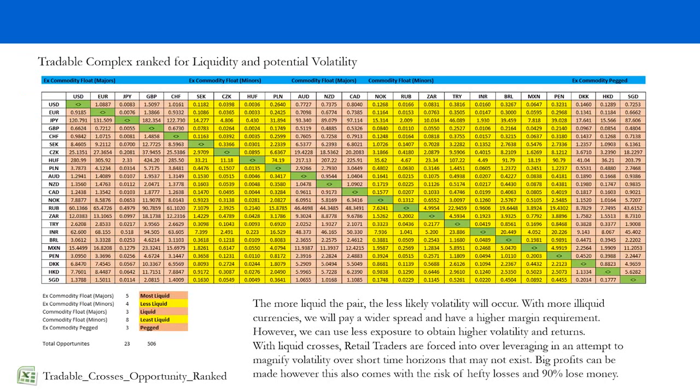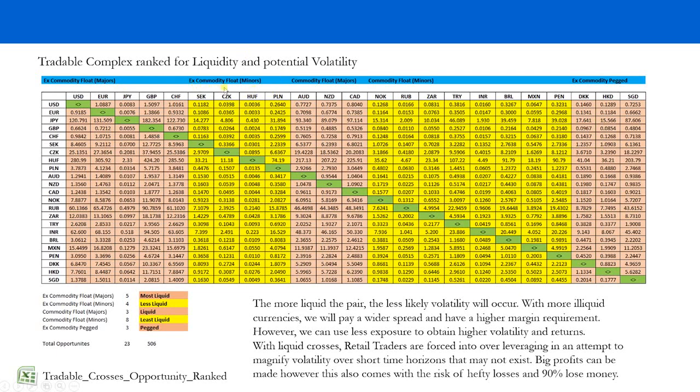And what this leaves us with is a situation where we can now define in an even more specific way. So we can start to define ex-commodity floating majors. Now what that means is that the currency is a floating regime. It has diversity in its exports, so it's not dependent on one or two commodity prices. And it's considered a major currency by retail brokers.